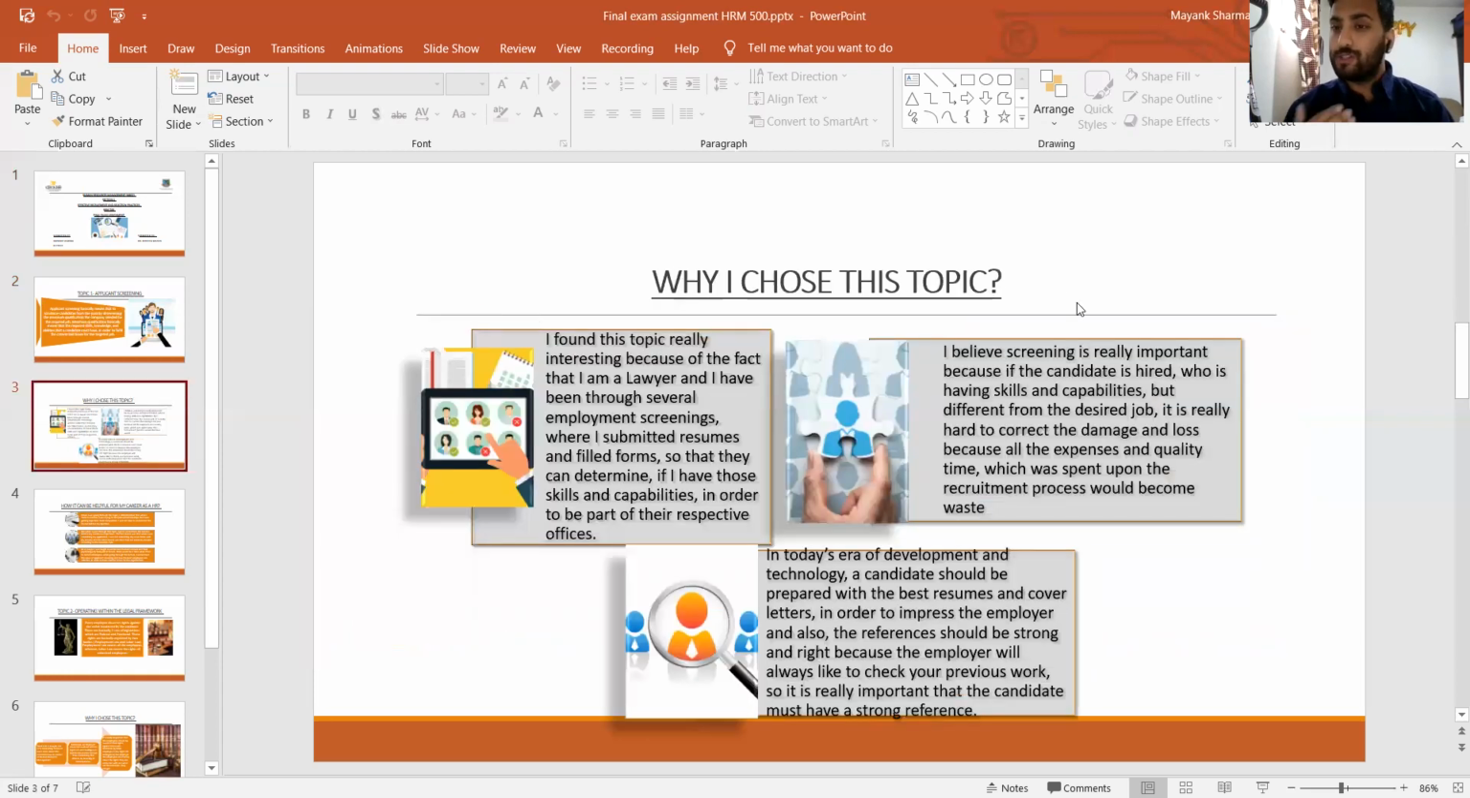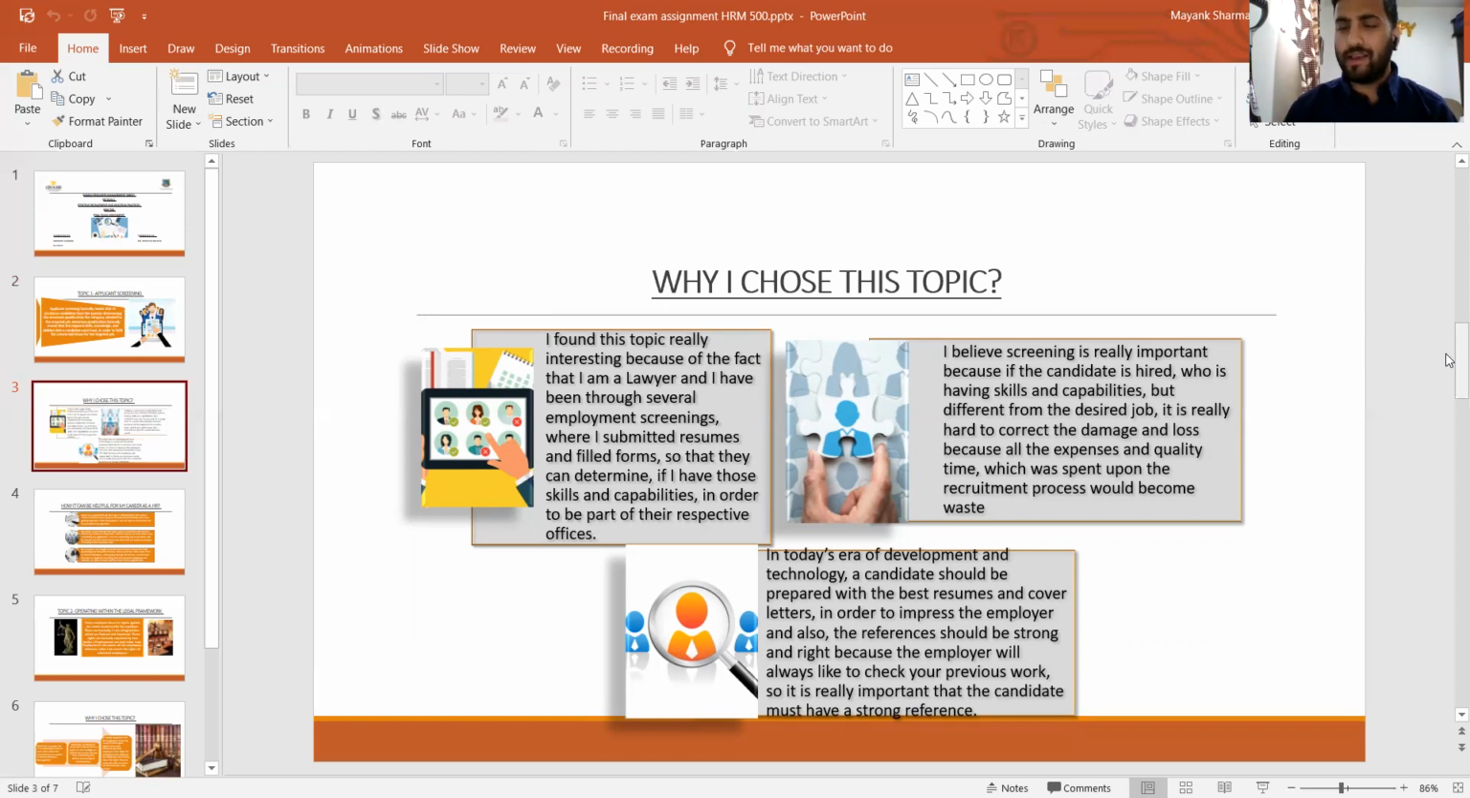Okay, so why did I choose this topic? There are basically three reasons. The first reason is that since I'm a lawyer, I have practiced in the honorable High Court of Himachal Pradesh for a period of 1 year. After my LLB, I applied for different jobs in different areas and went through different screenings. I remember how I submitted my resumes and cover letters to be part of that particular job role. So that's why this topic really intrigued me.